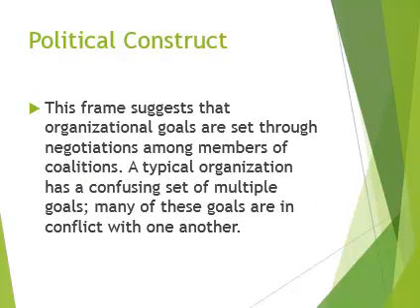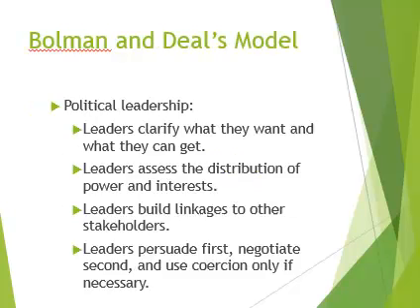Within the political construct, your goals are set through negotiations among members of coalitions. So in any typical organization, there are many goals, and many of these goals are in conflict with one another. And so being able to network through other individuals can be important. In the political leadership, leaders clarify what they want and what they can get. They assess the distribution of power and interests. They build linkages to other stakeholders. They persuade first, negotiate second, and use coercion only as necessary.